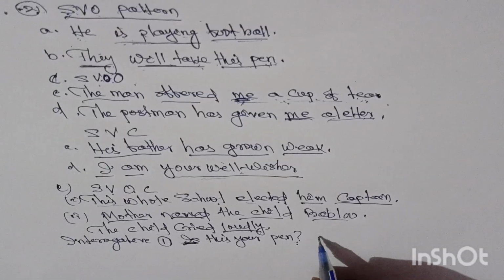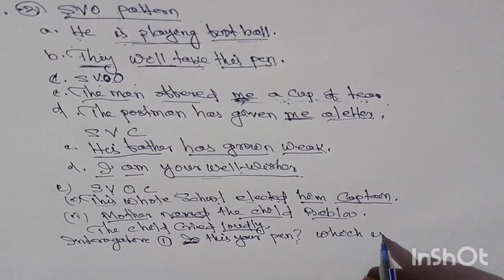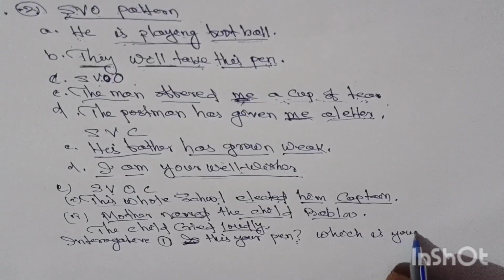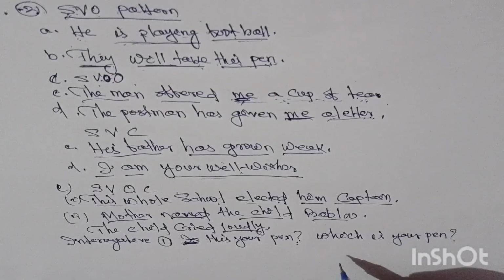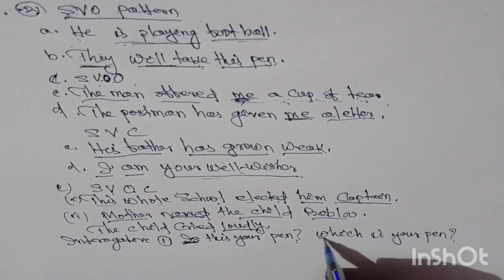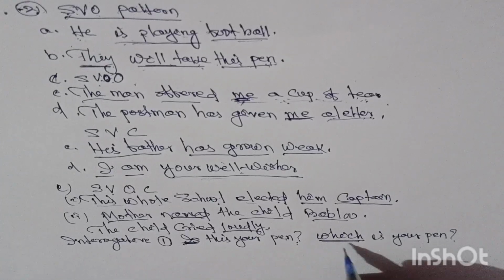Second question is: which is your pen? Here a WH word is used. So it is known as a WH question. So you can make any question by using a helping verb or auxiliary verb or a WH word. That sentence is known as a question or the interrogative sentence.